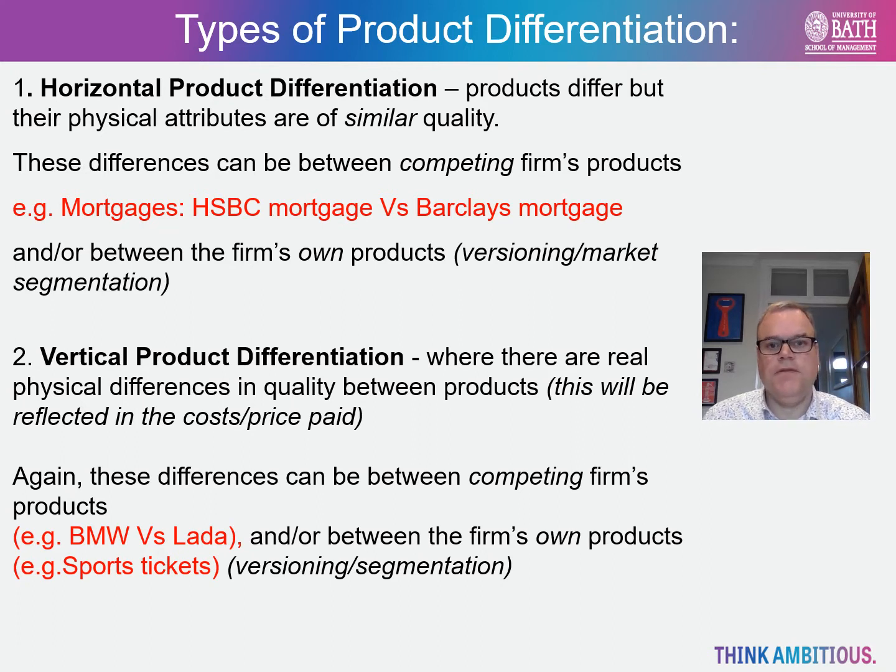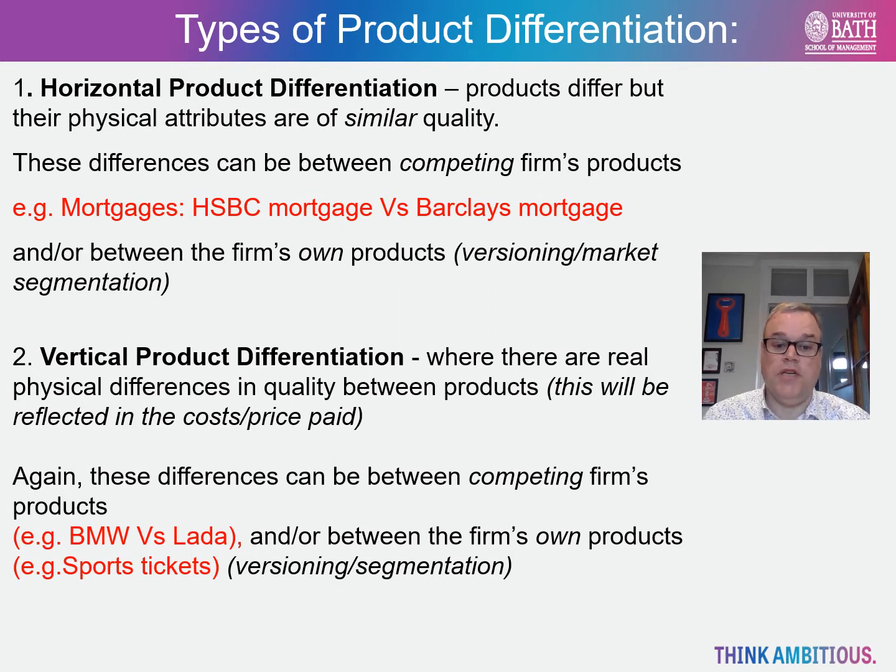Secondly, there is vertical product differentiation. This is where the products differ not only in their features, but also in terms of the quality being offered. Again, these differences can be between competing firms' products. Clearly, a BMW is a higher quality car than, say, a Lada, but you will pay a higher price for a BMW. Similarly, a Byron burger is possibly of a higher quality than one, say, from McDonald's.